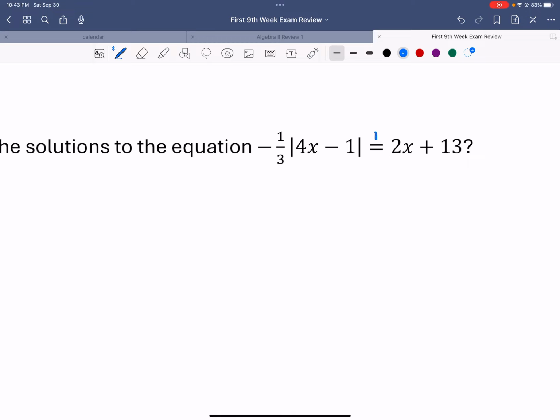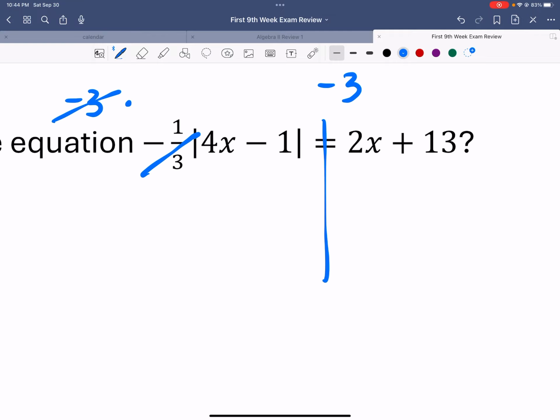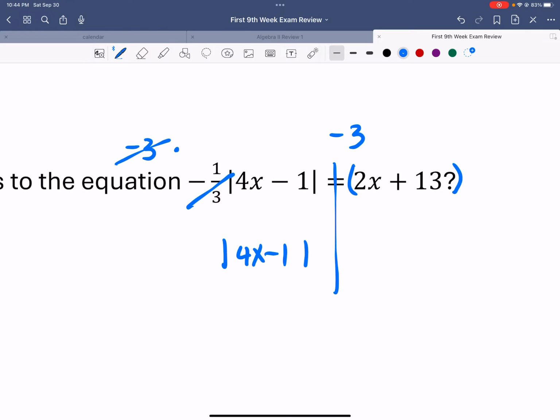So let's do this one. How can I solve for x? If you want to get rid of negative 1/3, you've got to multiply by negative 3 on both sides. Because this will cancel this one out so that you have the absolute value of 4x minus 1 left over. And for this one, you've got to distribute. So negative 3 times 2x, you're gonna get negative 6x. Negative 3 times 13, you're gonna get negative 39.